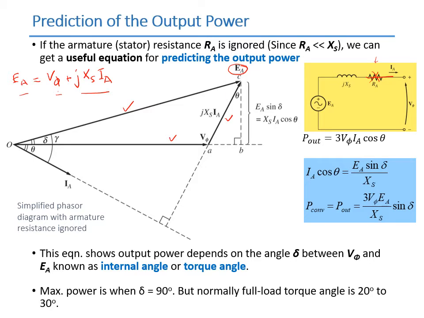Now from the previous slide we also learned that P out, the output power, is equal to 3 V phi times IA times cos theta. From the phasor diagram, we can find the equivalent of IA cos theta here. How do you find this IA cos theta?